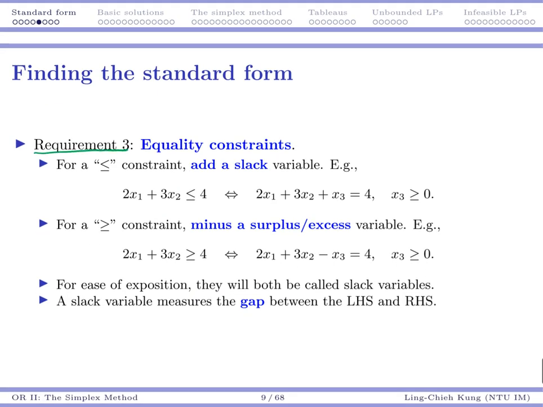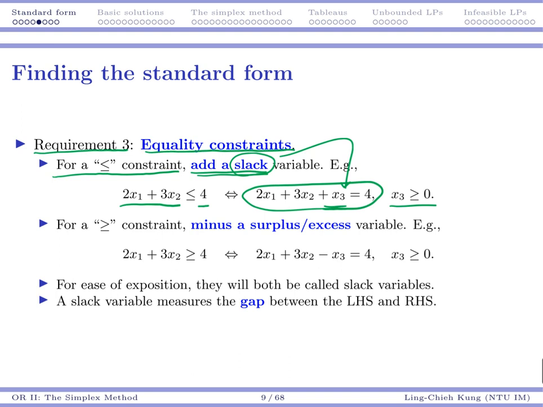How about requirement 3? Requirement 3 says all the constraints should be equalities. For any less than or equal to constraint, we add a slack variable. This slack variable expresses the gap between your left-hand side value and the right-hand side. This slack variable is added into the constraint while it is non-negative, so that the constraint becomes an equality. If you have a greater than or equal to constraint, typically we say you subtract a surplus or excess variable, like this x3. The left-hand side is greater than the right-hand side, so we subtract x3 from the left-hand side to make it an equality.